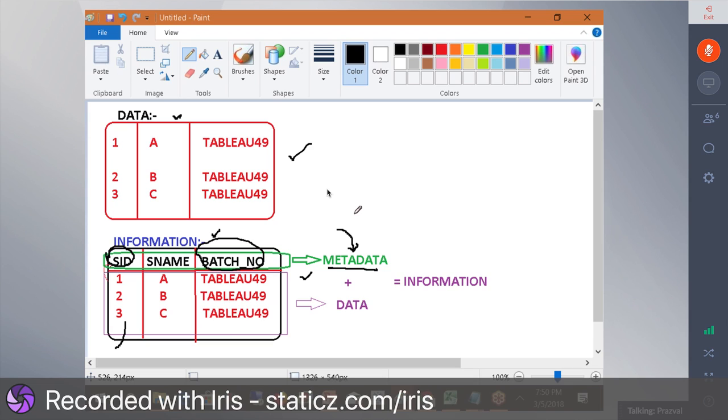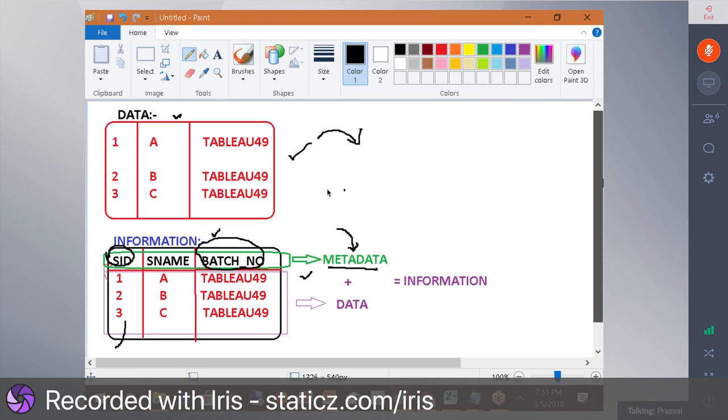Can Tableau understand data, or information, or only data, or only information, or code? What is the answer? Tableau can understand both. Tableau can convert the data into visualizations, as well as convert the information into visualizations. So Tableau can understand both.